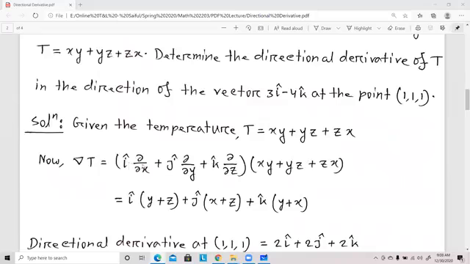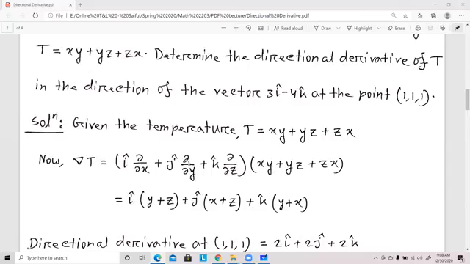That means if we partially differentiate with respect to x first, we'll get a value from the first and last terms, because these two terms contain x. From the second term, since there is no x, it will be 0. Partially differentiating the first and third terms with respect to x, we get y plus z.